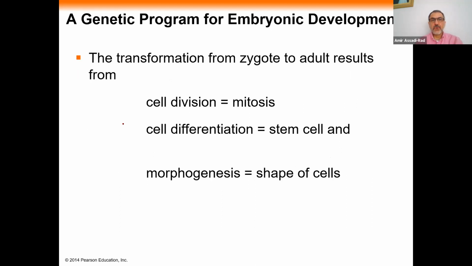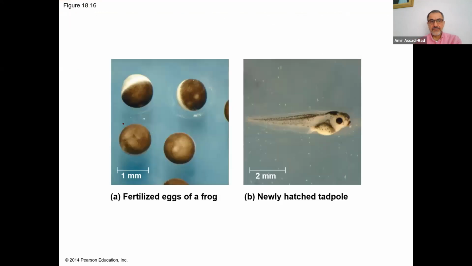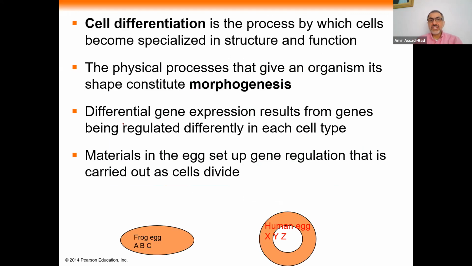A genetic program for embryonic development is a transformation from zygote to adult, resulting from cell division, mitosis, cell differentiation, and morphogenesis, the change of shape, and stem cells. Here's a fertilized egg eventually becoming a tadpole. Cell differentiation is the process by which a cell becomes specialized in structure and function. I already talked about that. The physical process that gives an organism its shape constitutes morphogenesis. Okay.